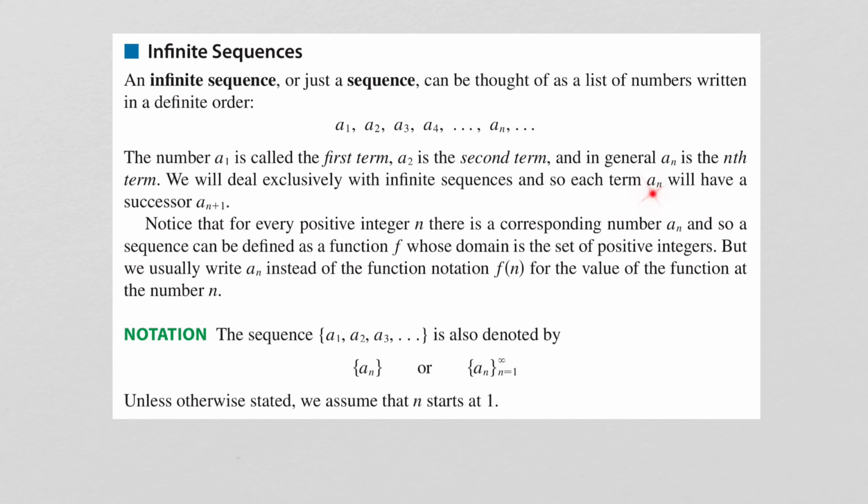So every term An will have a successor An+1. And you can think of An+1 as just the next term, right? The term after An. And notice that for every positive integer n, there is a corresponding number An. And so a sequence can be defined as a function f whose domain is the set of positive integers. But we usually write An instead of f(n). This notation An is just more convenient.